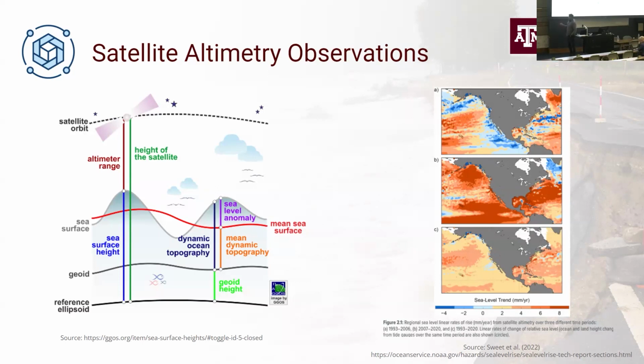This satellite data is available from 1993 onwards, and what you see here is the trend for different time periods. The first one shows 1993 to 2006, the second one shows 2007 to 2020, and the third one shows the entire period, 1993 to 2020. So basically, for different periods, the signal can either go up or go down. It is not like the signal is going up all the time.